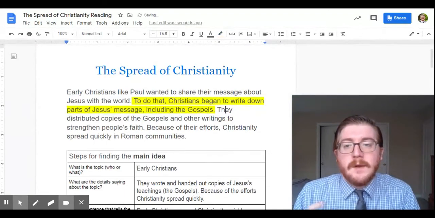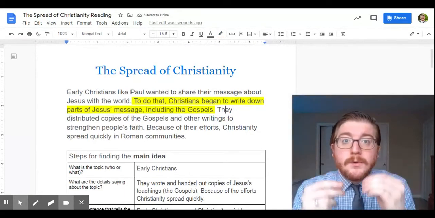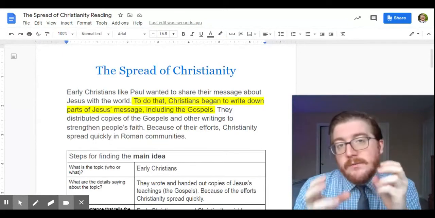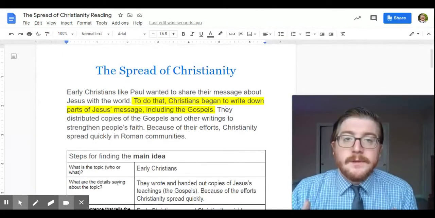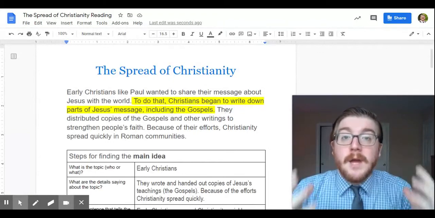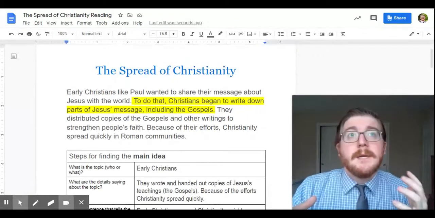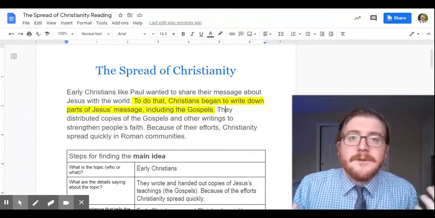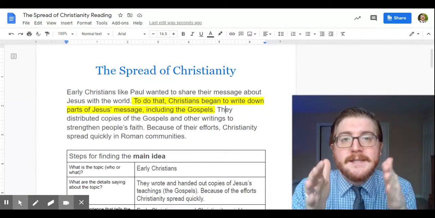To do that, Christians began to write down parts of the message, because it's important to know that it was these writings that were being shared. These writings preserved the ideas of this religion so that it could be spread, but also at the same time not changed over time, right? We've all played telephone before. They needed to have something that stayed the same the whole time.